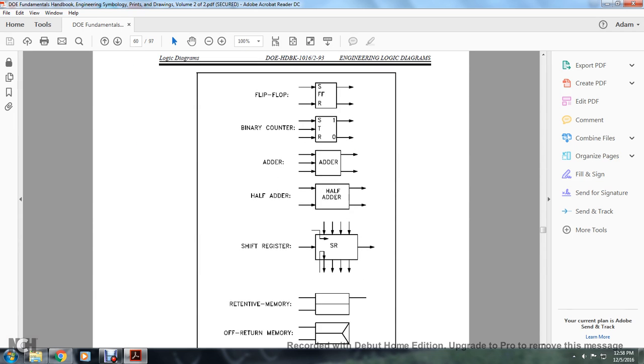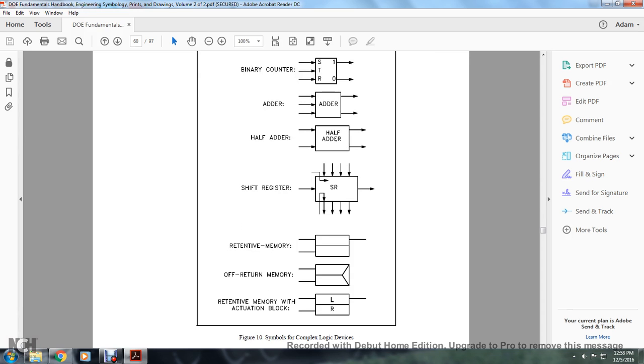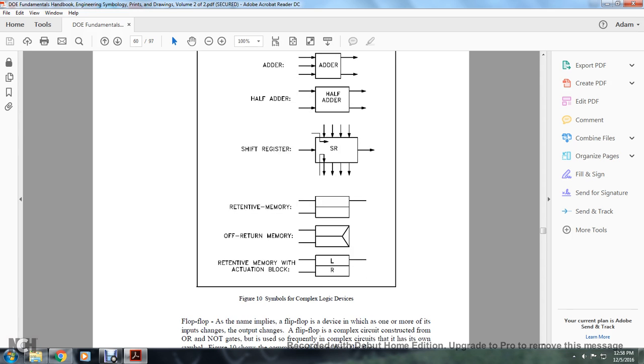This shows the flip-flops: the SNR, SNF, and FR. Set and reset, set and testing reset, adder, half adder, shift, half adder, shift register, SR, retentive memory, 2 rectangles with 2 lines going in, 1 out, off return memory, retentive memory with actuating block, L and R, different retentive memory block.